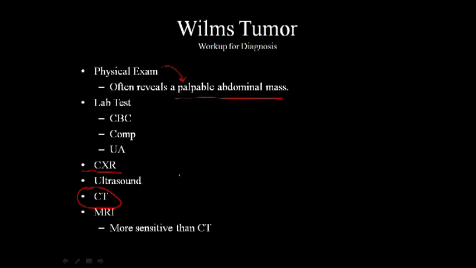CT would be an excellent, ideal way to just kind of get a baseline of what the abdominal cavity looks like if you see a palpable abdominal mass. Then once you see the abdominal mass on CT, usually ultrasound and MRI are utilized. The only thing about MRI versus CT is that MRI is much more sensitive than CT for Wilms tumor and has a better diagnostic quality for it.